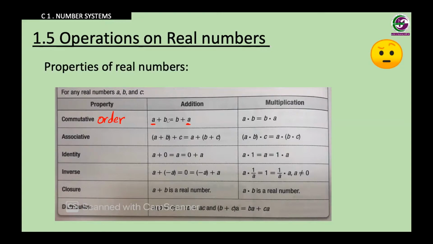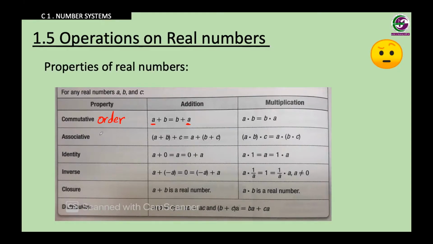2 plus 5 is 7. 5 plus 2 is also 7. The same thing will work with multiplication. 2 times 7 is 14. 7 times 2 is 14. So this is called commutative property.